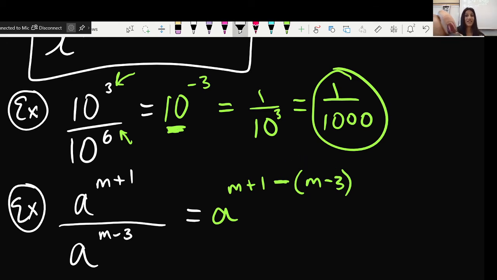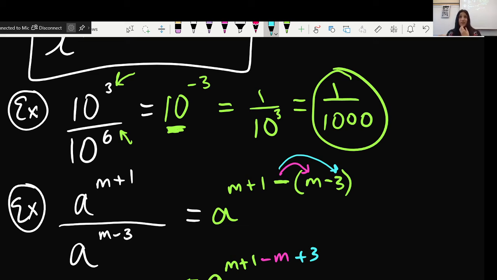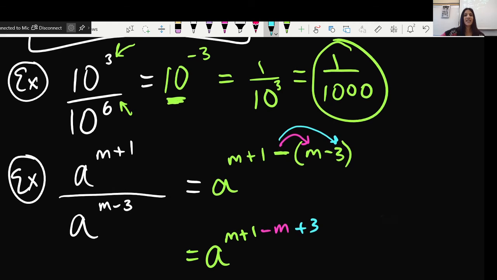Actually, I'm going to get fancy on you and use different colors. We're going to do this and this, and the reason I'm doing that is so you can clearly see what impact this has. So we have m plus 1, and you see here I would end up with minus m, and this is going to become plus 3. So do you see that without the brackets, that minus 3 would remain a minus 3? So it has a really significant impact. So we need to make sure that we put those brackets there.